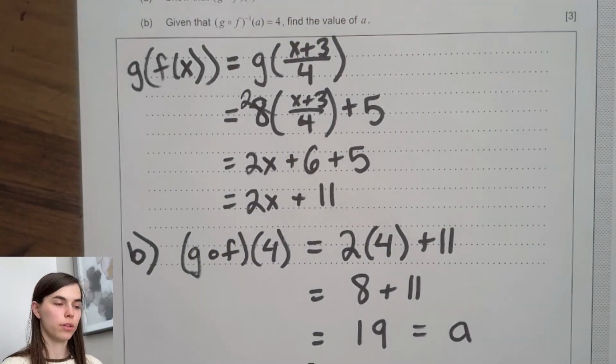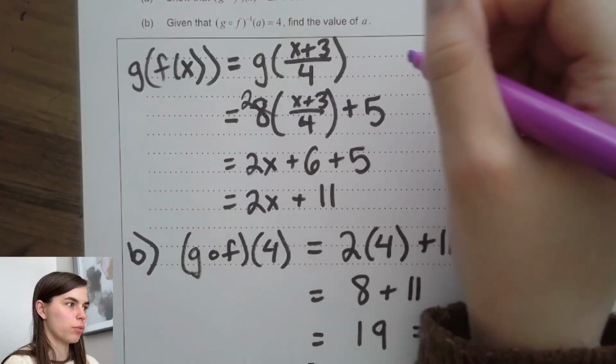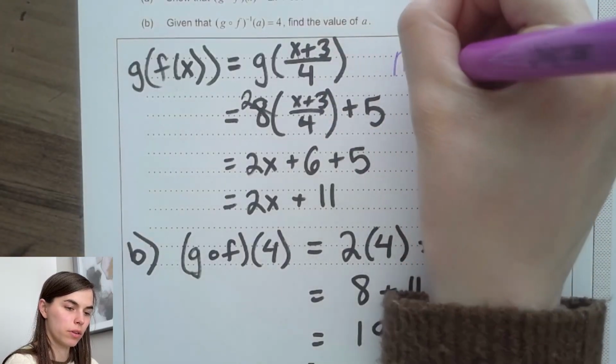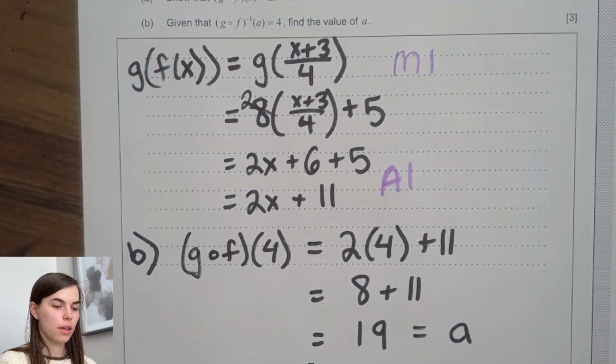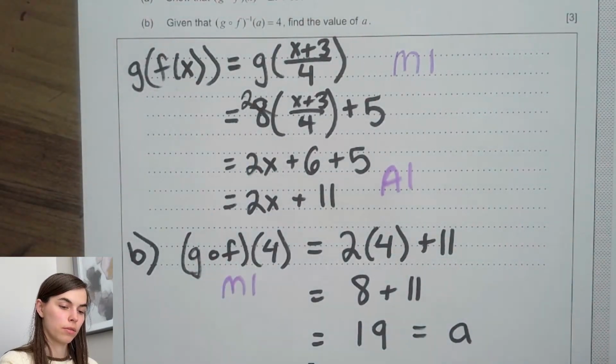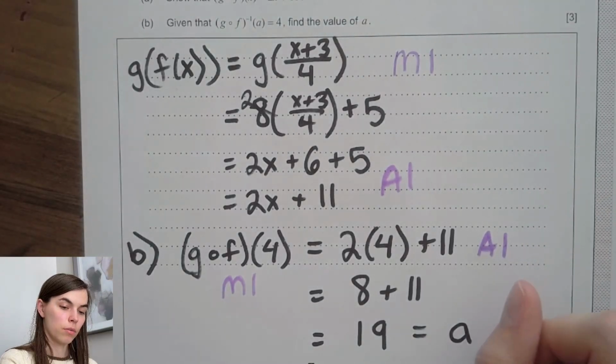Then in terms of our points, this first part is worth 2 points, so we get 1 point here and 1 point here. The second part is worth 3 points, and we'll get 1 point here, 1 point here, and 1 point here.